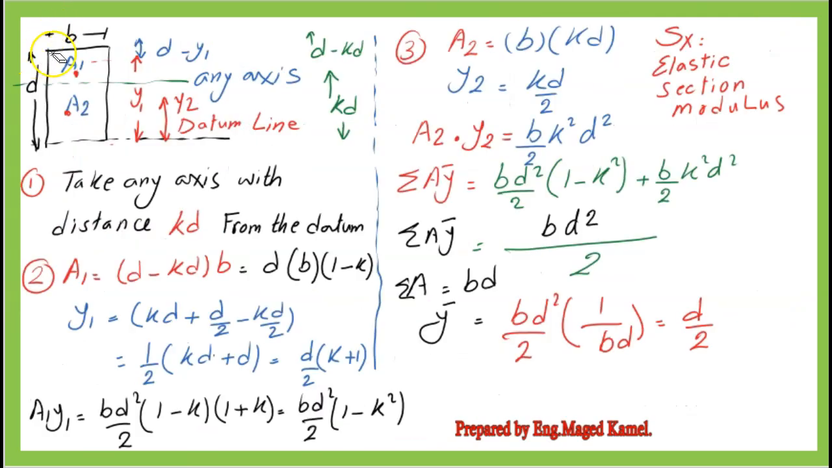Consider a rectangle of dimension b by d. We will derive an expression for the CG distance from the lower base of the rectangle. In step 1, let a datum line pass by the lower base. Consider another x-axis located at a distance of kd from the lower datum line. This axis will have a distance from the upper fiber equal to d minus kd. Step 2, estimate the area A sub 1. Let A sub 1 be the area enclosed by the upper datum axis and the top side of the rectangle.